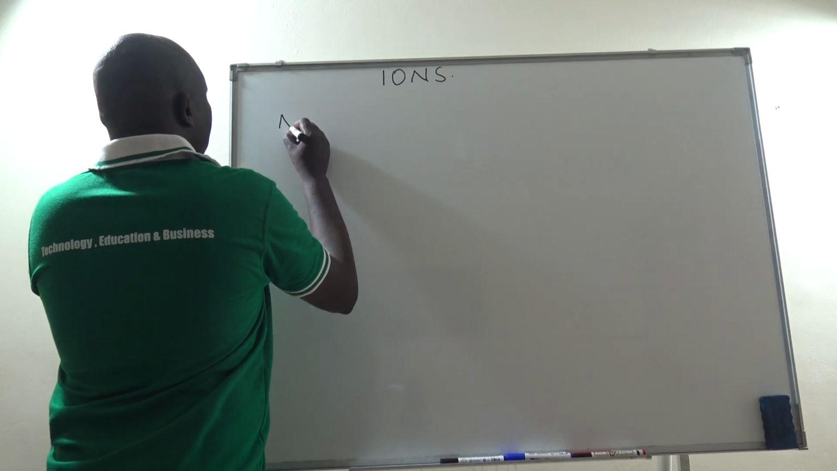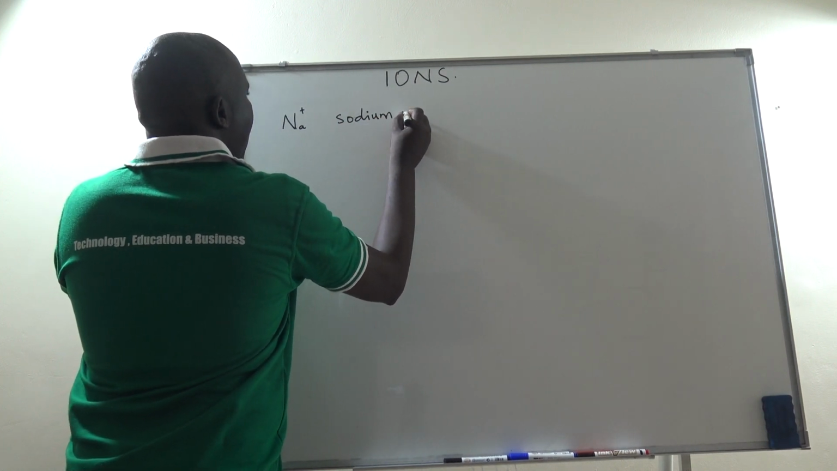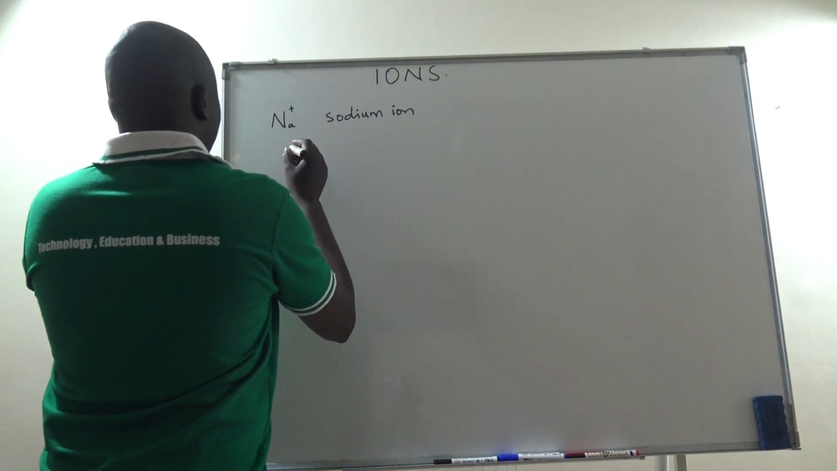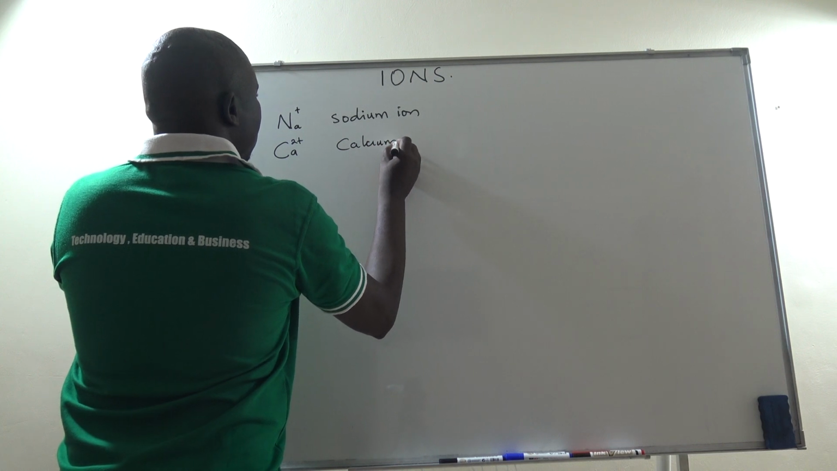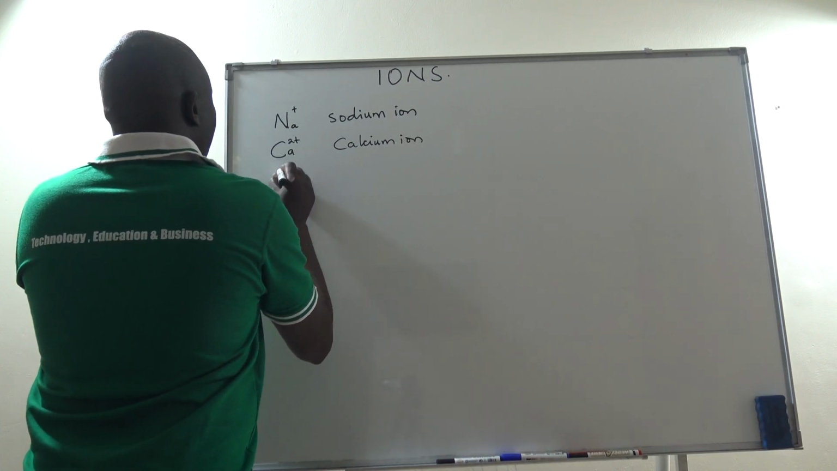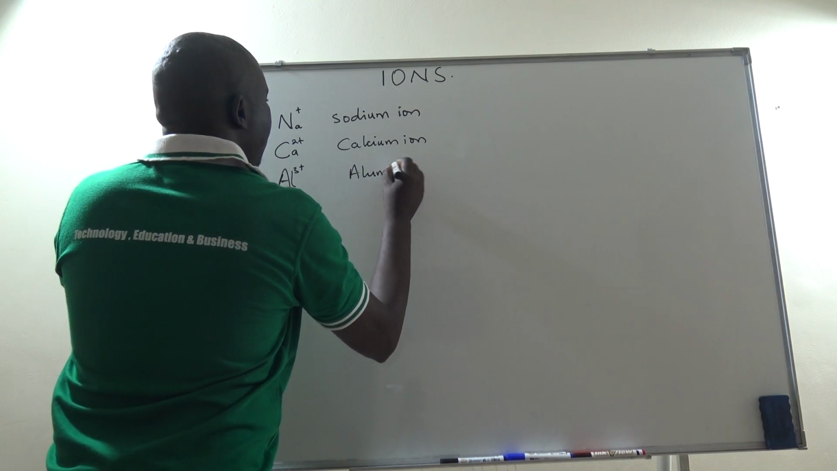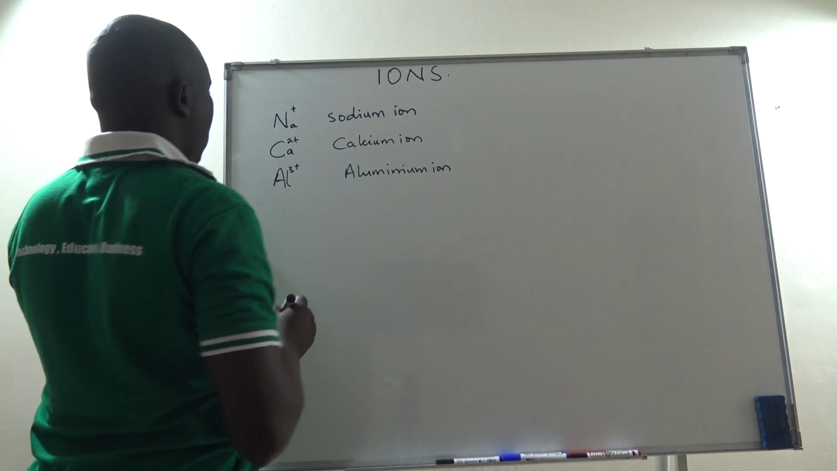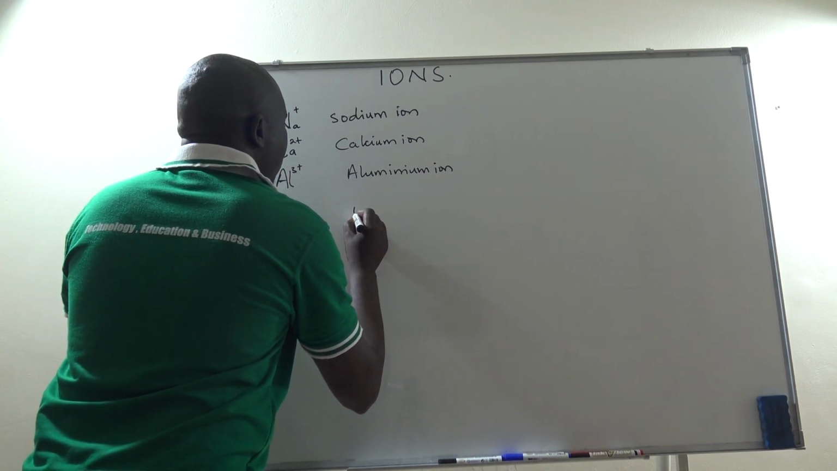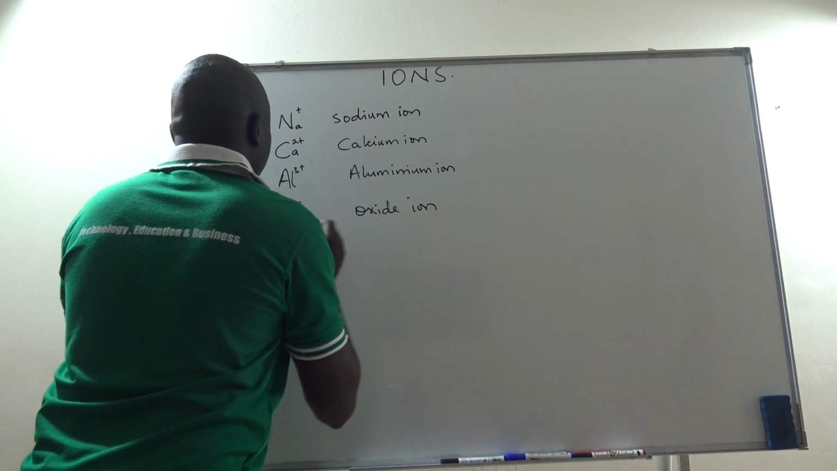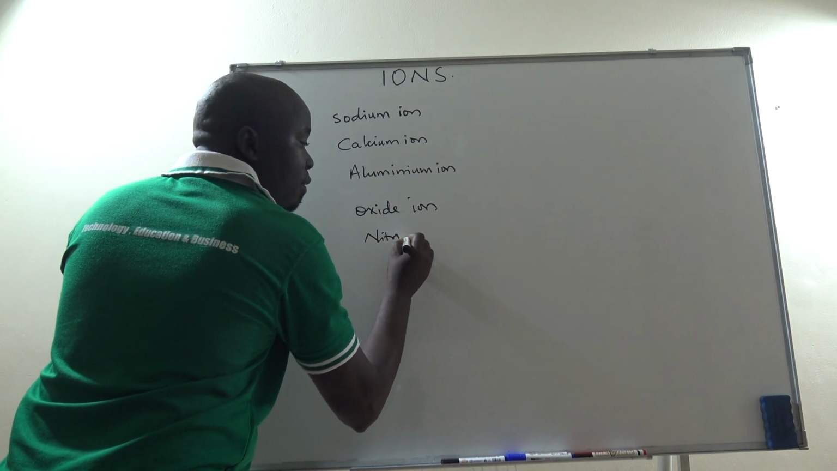Look at this. This one is called sodium ion. Let me give you another one. This one here is called calcium ion. Another one, aluminium ion. More, we have the ion of oxygen. I can call this one here the oxide ion. We have got this one here, which is called the nitride ion.